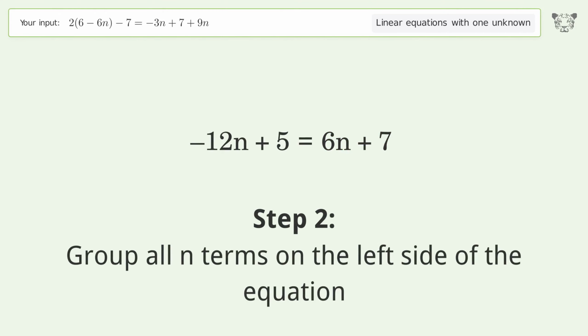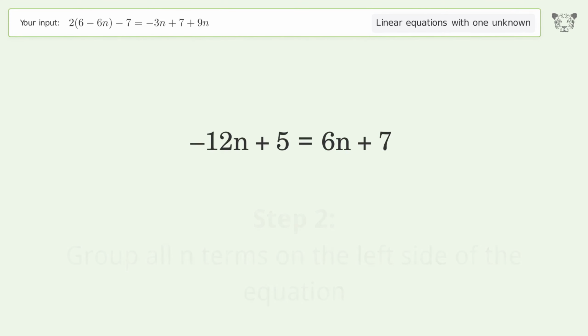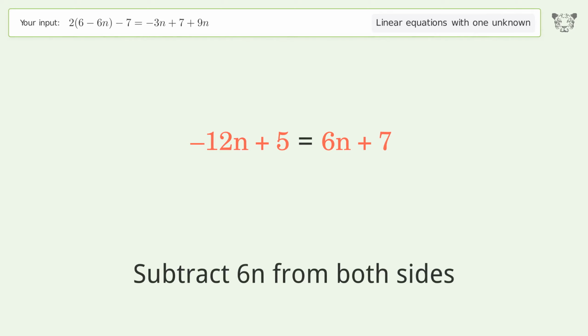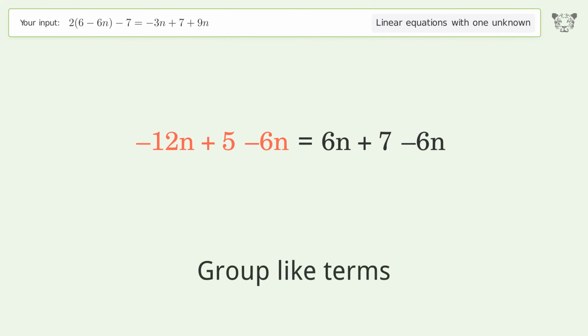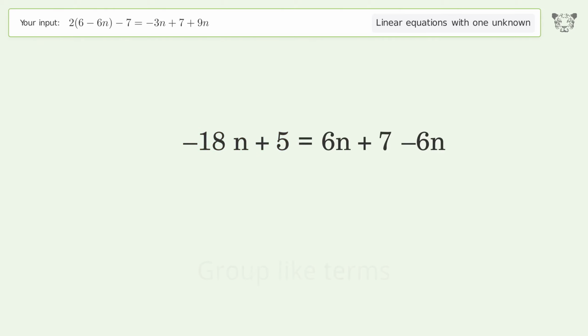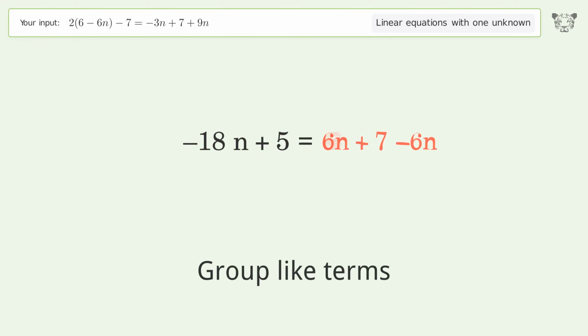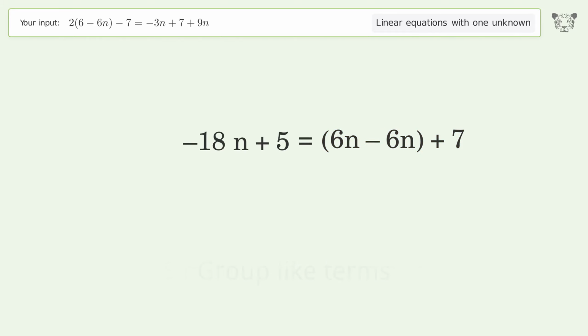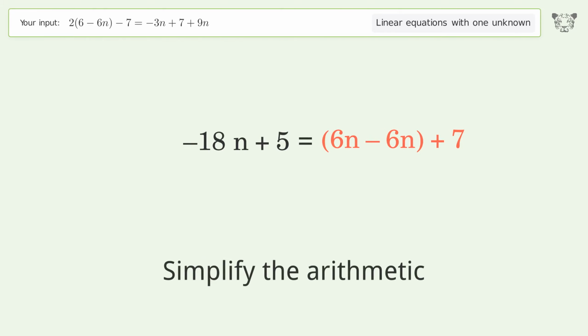Group all n terms on the left side of the equation. Subtract 6n from both sides. Group like terms. Simplify the arithmetic. Group like terms. Simplify the arithmetic.